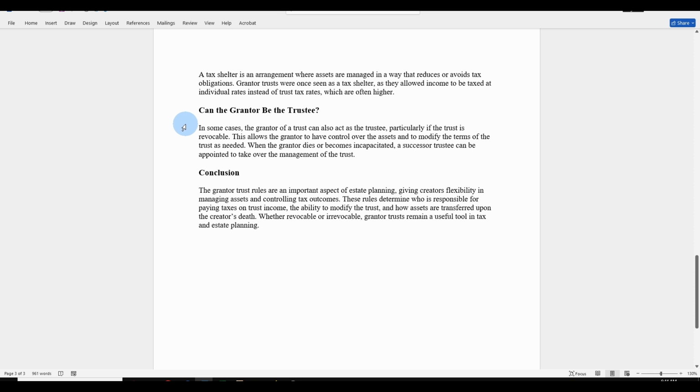Can the grantor be the trustee? In some cases, the grantor of a trust can also act as the trustee, particularly if the trust is revocable. This allows the grantor to have control over the assets and to modify the terms of the trust as needed. When the grantor dies or becomes incapacitated, a successor trustee can be appointed to take over the management of the trust.